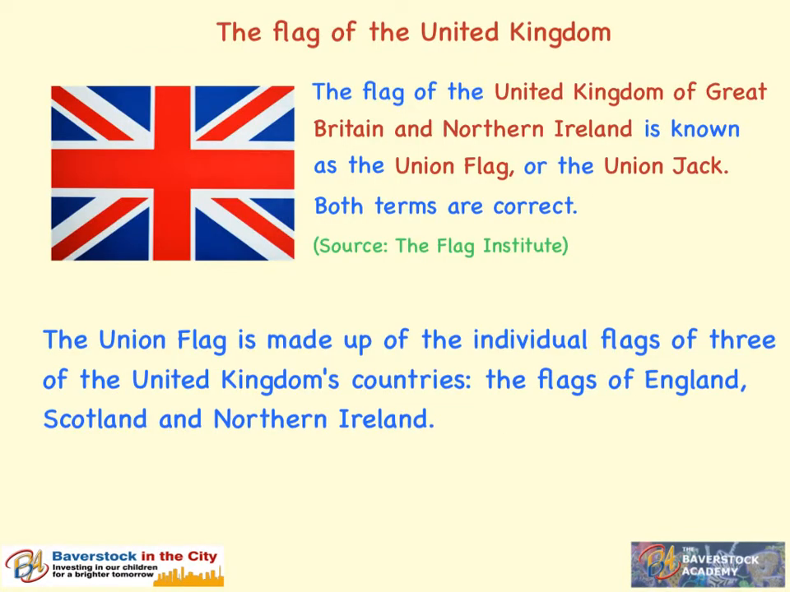We will now have a look at the flag of the United Kingdom. The flag of the United Kingdom of Great Britain and Northern Ireland, to give it its full title, is known as the Union flag or the Union Jack. Both terms are correct. The Union flag is made up of the individual flags of 3 of the United Kingdom's countries, the flags of England, Scotland and Northern Ireland.